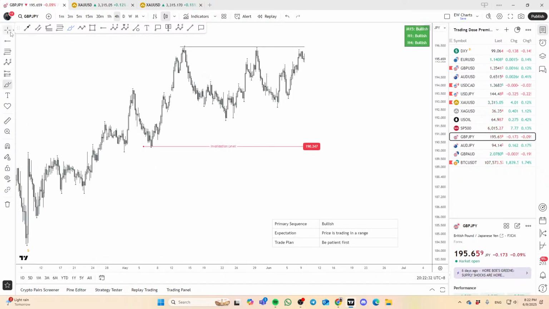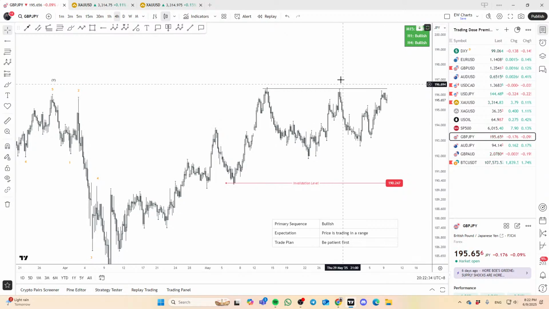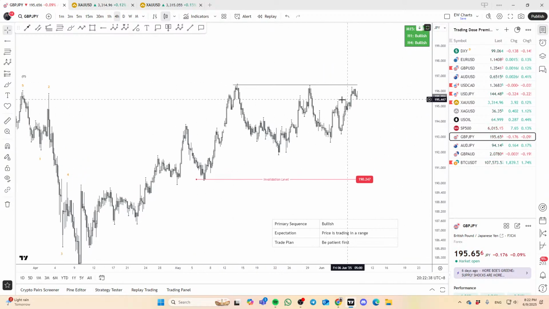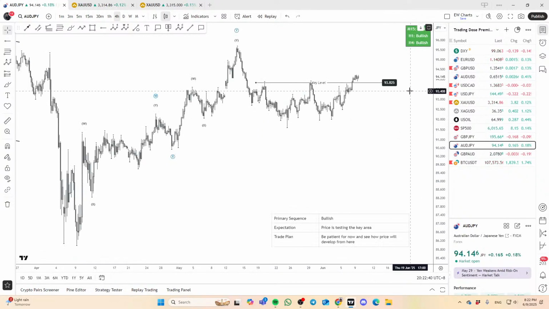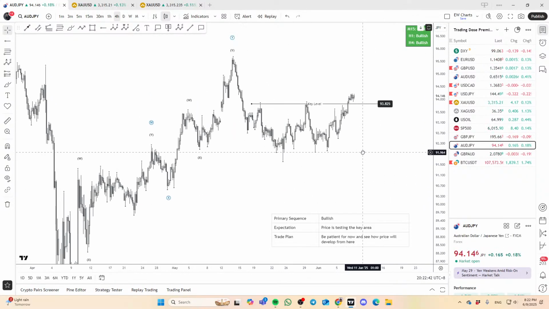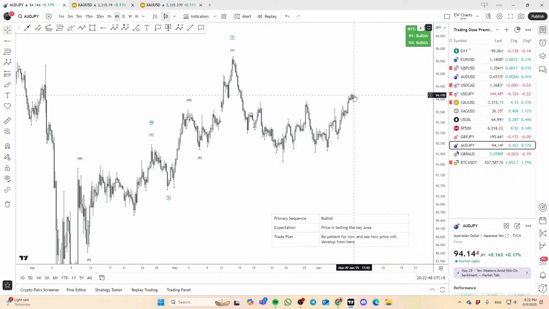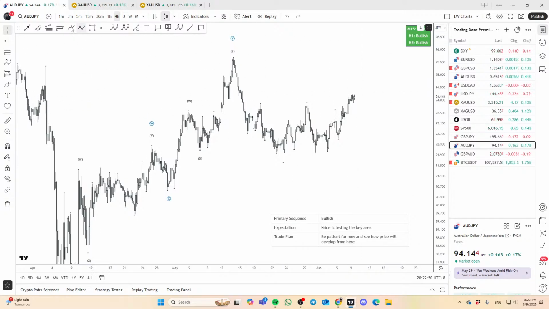Pound yen, I'm just not too keen on it right now. It's consolidating, so I'm not gonna be focusing too much on that. Aussie yen is something I'll be looking out for as well, in terms of if we can get a shorter time frame move back down, right?